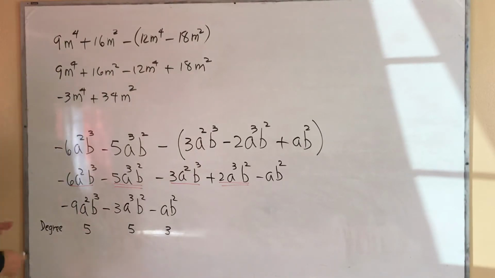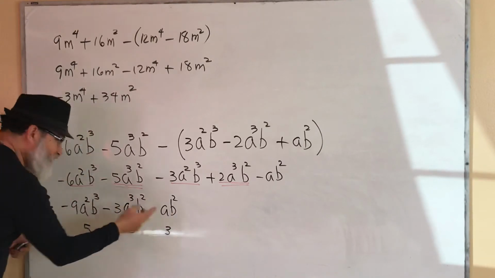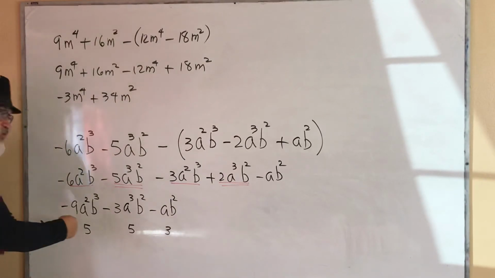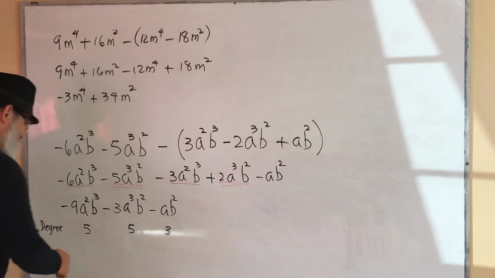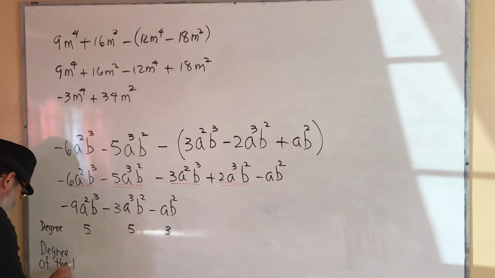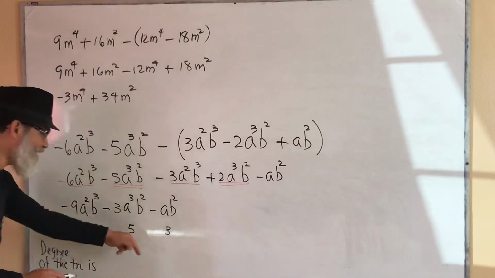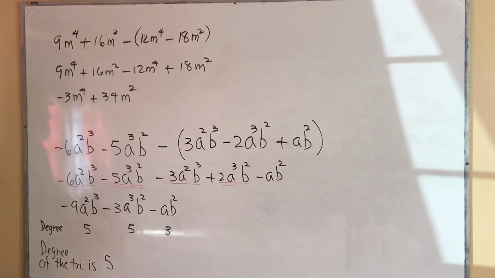What is the degree for this trinomial? That's a trinomial: 1, 2, 3. The degree of the trinomial is the greatest power. It doesn't matter this one or that one. It is 5. Okay.